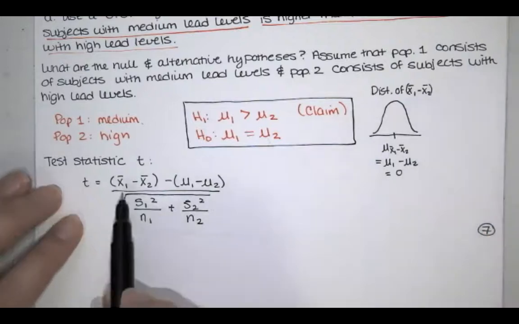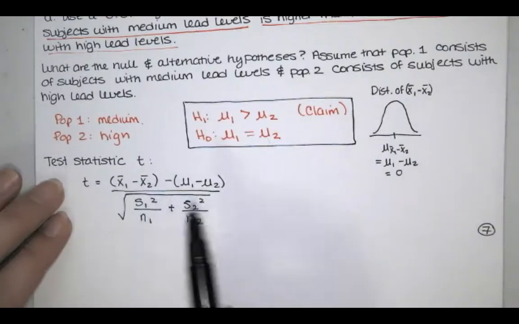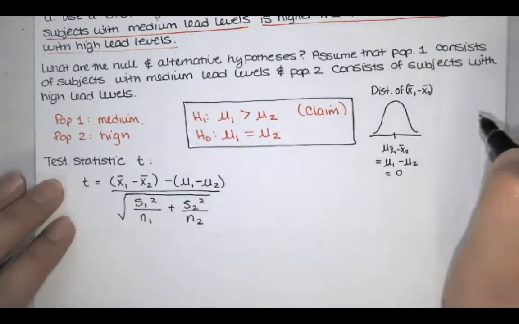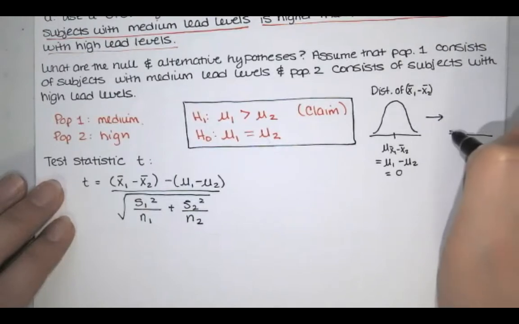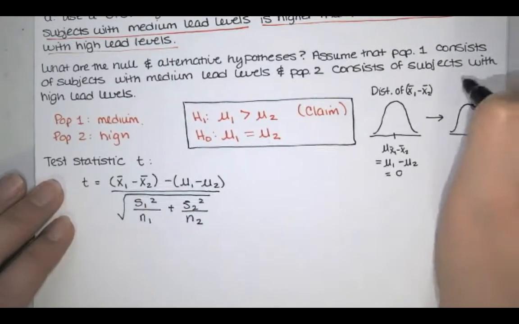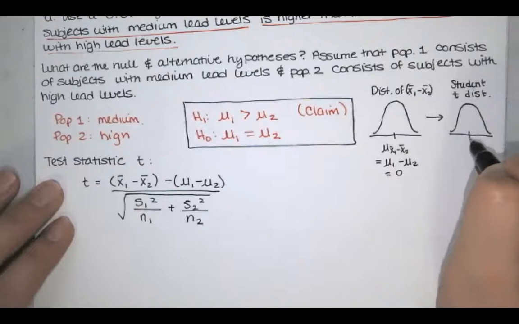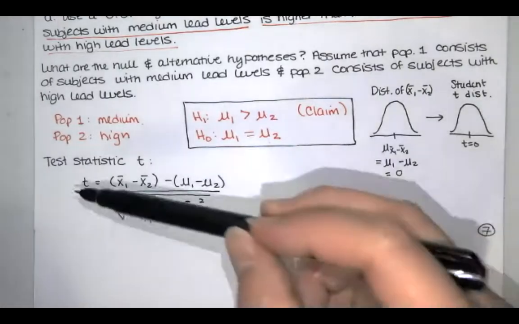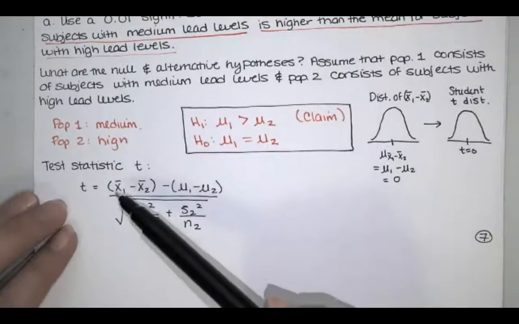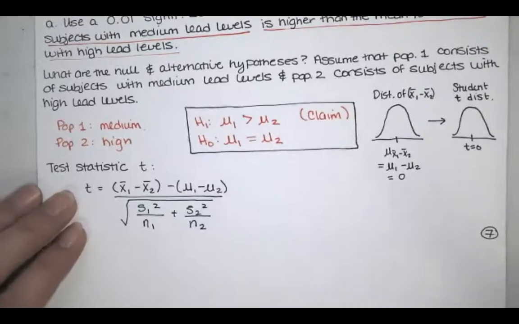And then the question becomes, is the value of x sub 1 bar minus x sub 2 bar significantly high or low? The way we answer that question is we convert from this distribution to a distribution that looks very similar. It's going to be a student t distribution with the appropriate number of degrees of freedom. The student t distribution has a mean of 0, and the standard deviation is a little bit larger than 1. But we're going to find a test statistic t that corresponds to the value of x sub 1 bar minus x sub 2 bar that we have from our actual sample data.